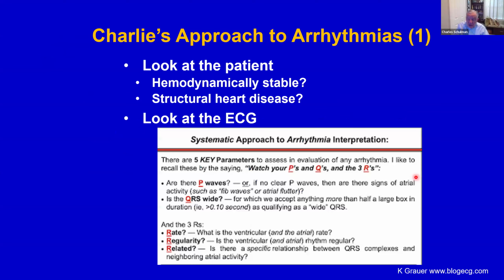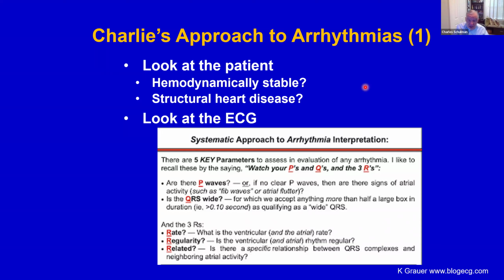So my approach to arrhythmias, or to the patient who has an arrhythmia or who complains of palpitations, is number one, look at the patient. There is no substitute for looking at the patient directly. But in this context, what I mean is, is the patient hemodynamically stable? If not, and the patient has a tachycardia, you may need to cardiovert that patient regardless of what the rhythm is.